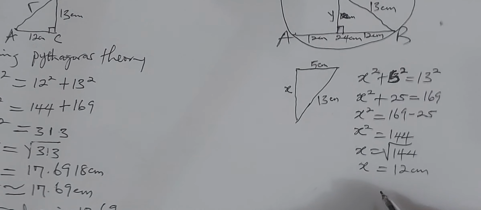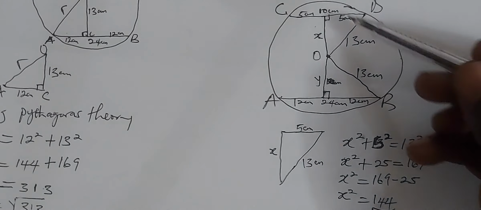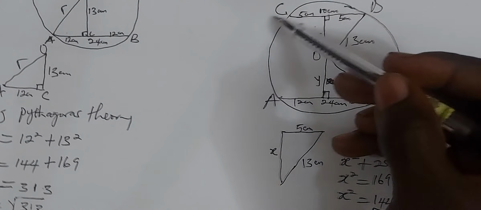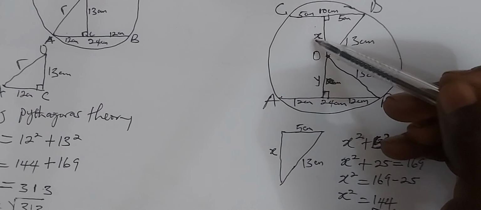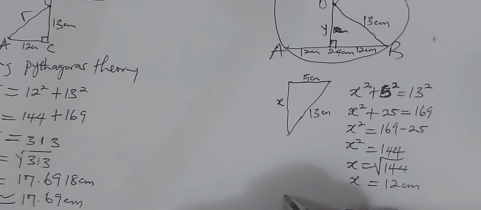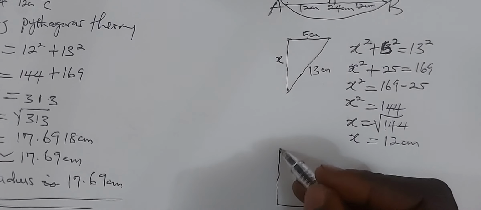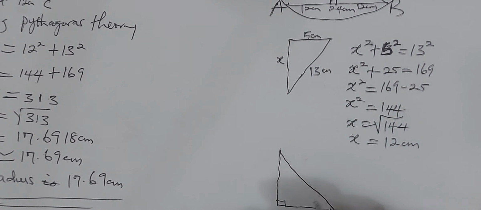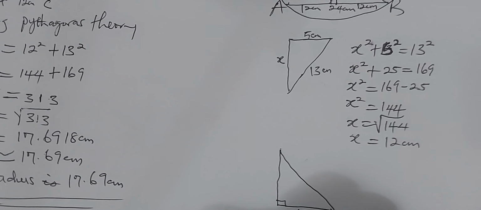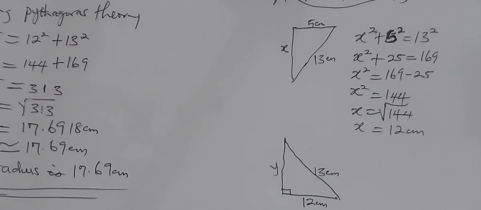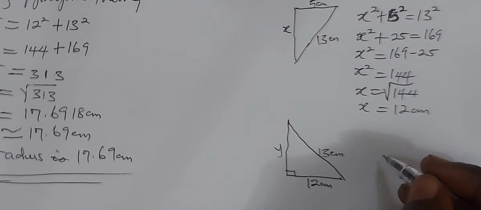That is x. Mind you, the distance apart is x plus y. The distance apart of the two chords is x plus y. We have gotten x. Let's look for y. You can bring the angle out. This is 90 degrees. So we have 12 centimeters here and 13 centimeters here. This side will be your y. Okay, so let's solve it.